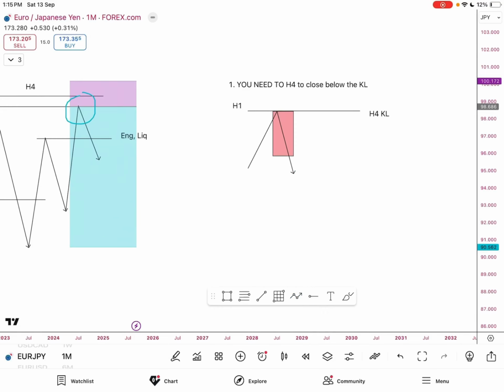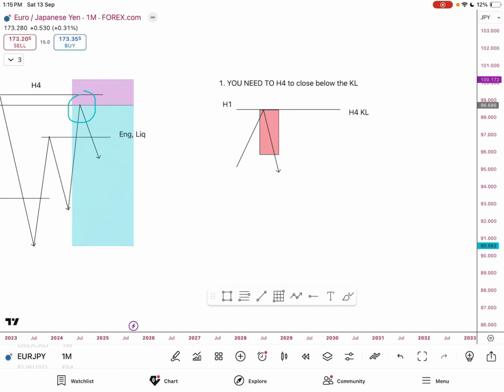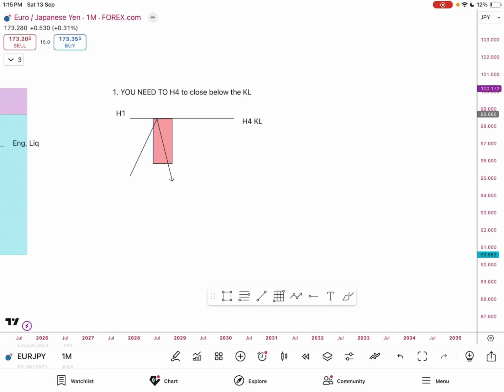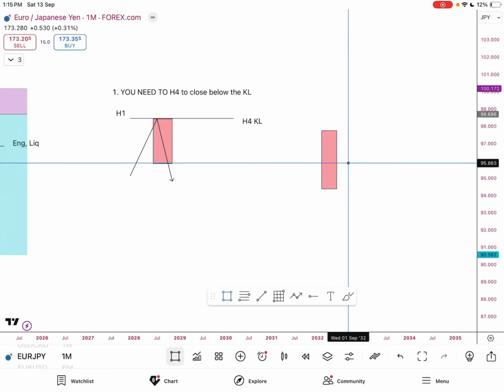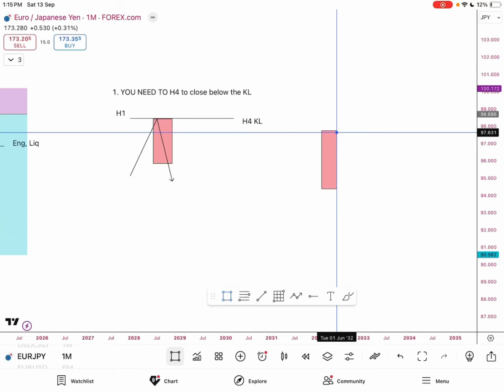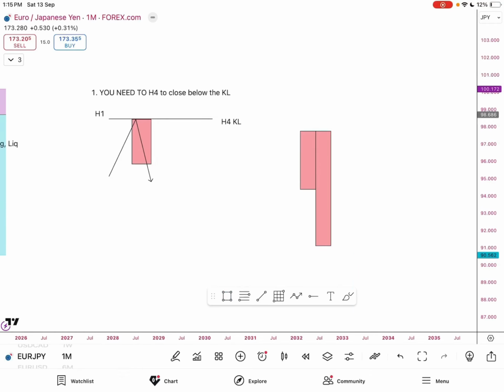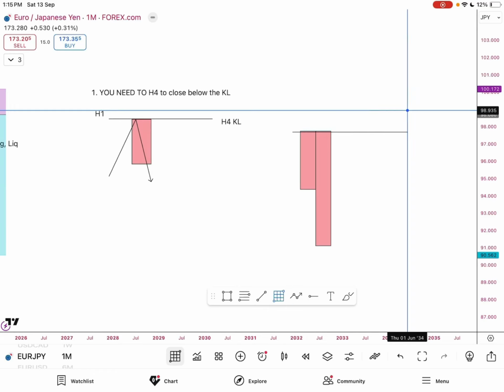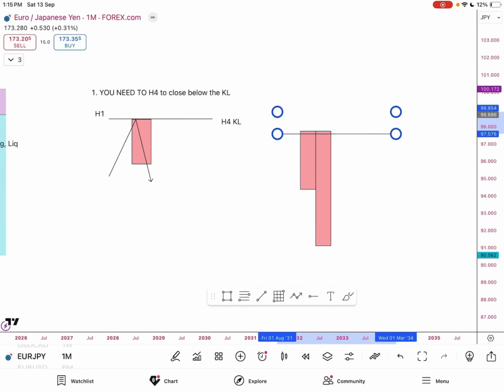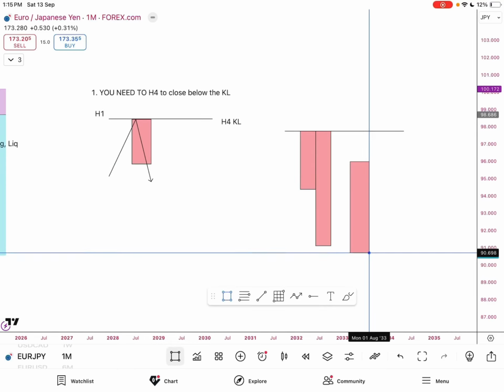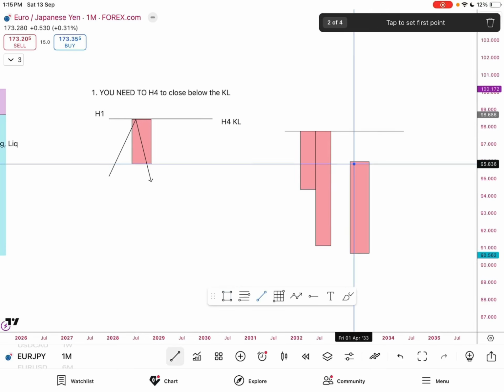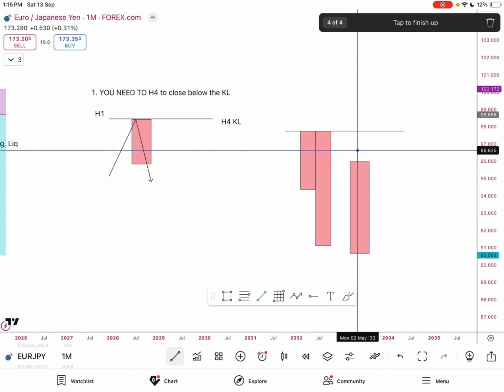I already mentioned what types of entries there are in my channel. Please visit there. We have entries like these, when we have the liquidity like this. Here the liquidity is being formed like this.